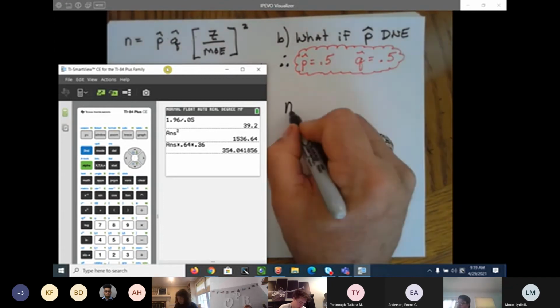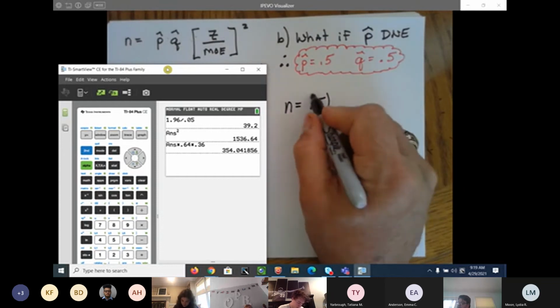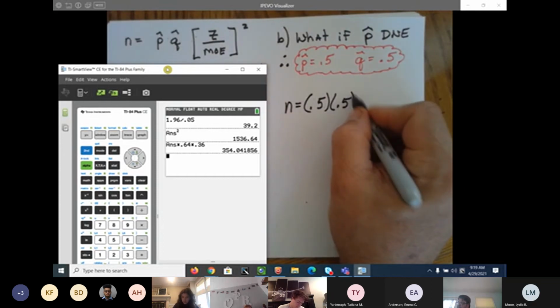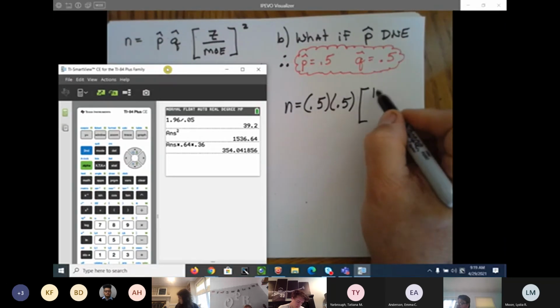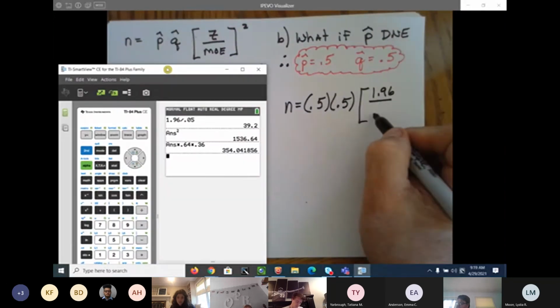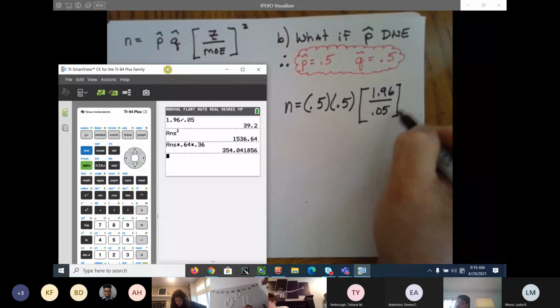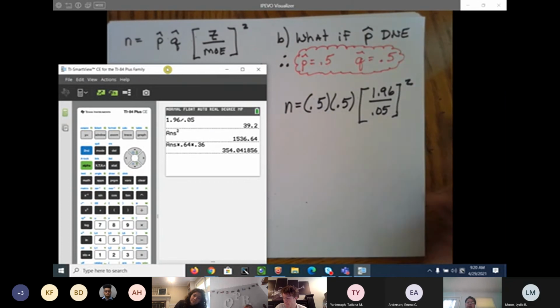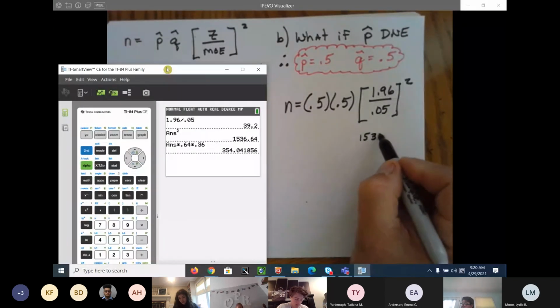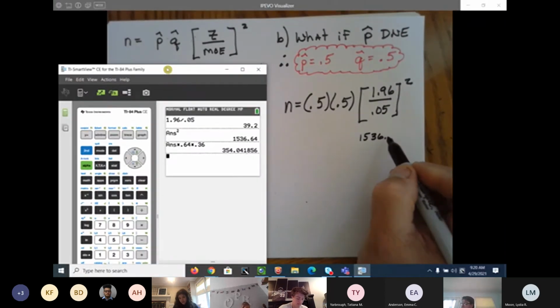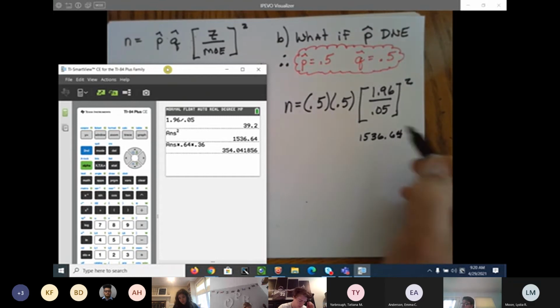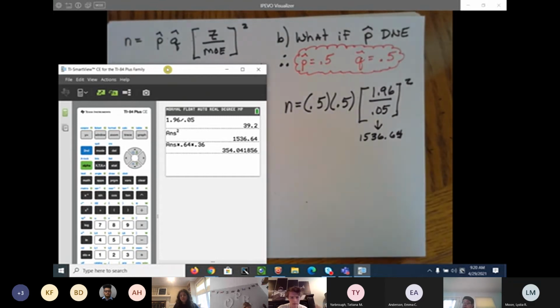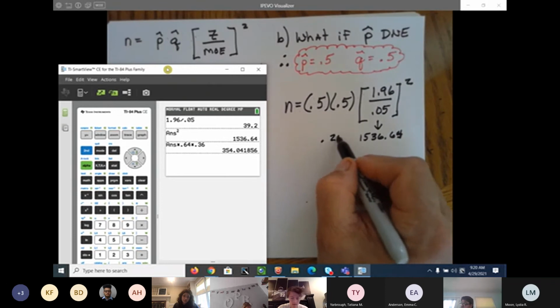So N is equal to 0.5 times 0.5 times 1.96 divided by 0.05 raised to the second power. Now see, that doesn't change. So does everybody agree that 1536.64 is right here? 1536.64 is that. We've done that. So times 0.25.